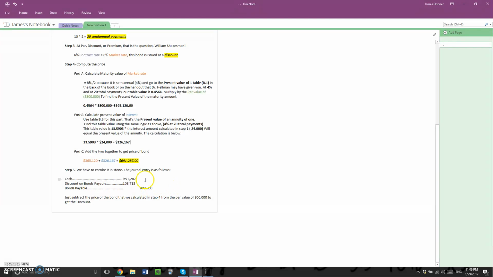All we have to do to get this journal entry is remember that we have the par value here, which is going to be the bonds payable on the credit side, and we can subtract the number that we calculated in step 4 to get the present value of $691,287 here. Subtract that number from the $800,000 to get the discount on bonds payable. And that is all you're going to need.